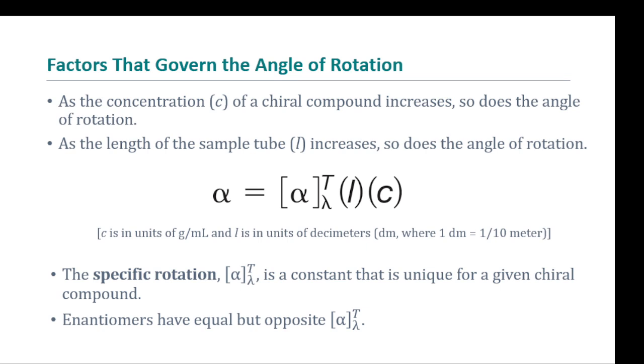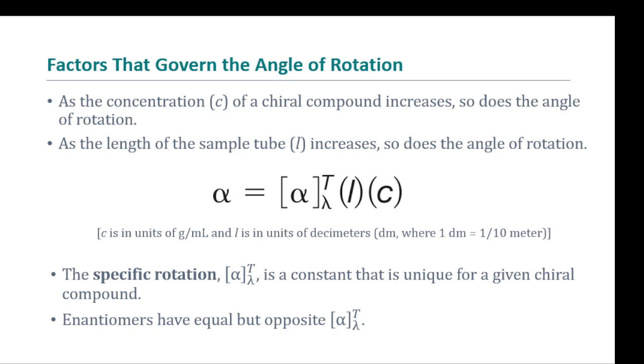So the factors that govern the angle of rotation are things like the concentration. As the concentration of the chiral compound increases, so does the angle of rotation. You can think of it a bit like if I have one hand rotating things, there's only so much rotation I can do, right? If I have many hands rotating things, there's a lot more rotation I can do.